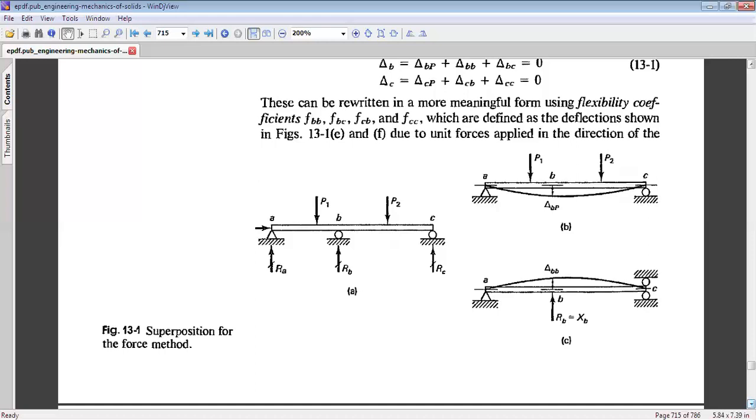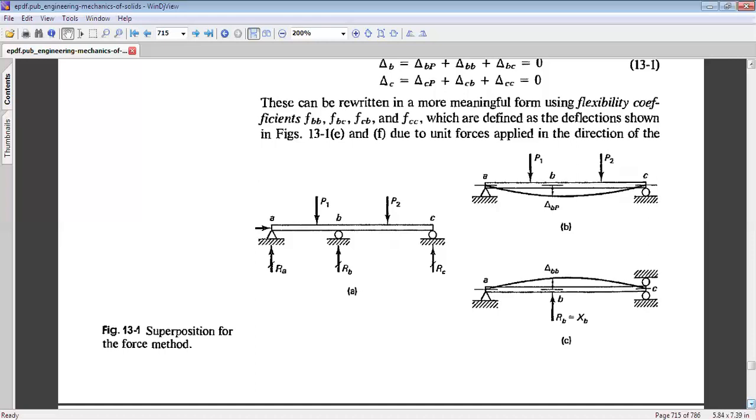So in the force method, first of all, we make the indeterminate system statically determinate by removing certain reactions. Now look at figure 13.1b, and we can see here the reaction RB has been removed. And triangle BP is the deflection at point B due to the forces capital P1 and capital P2.